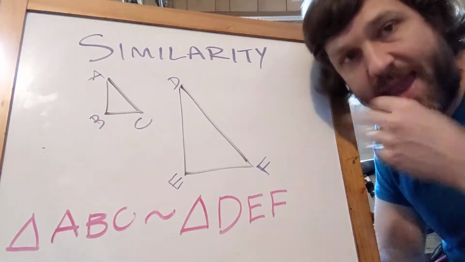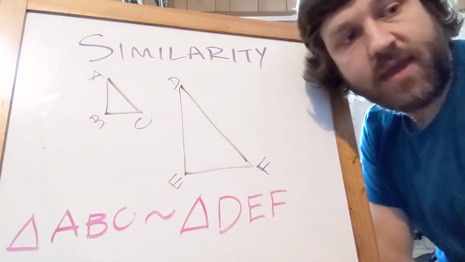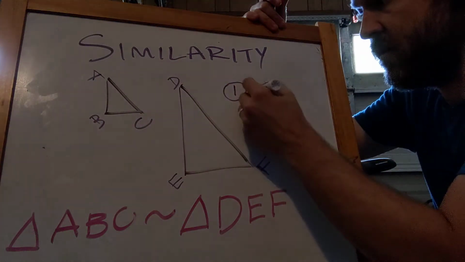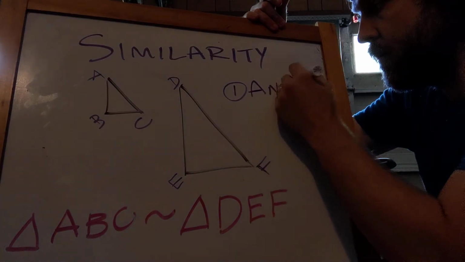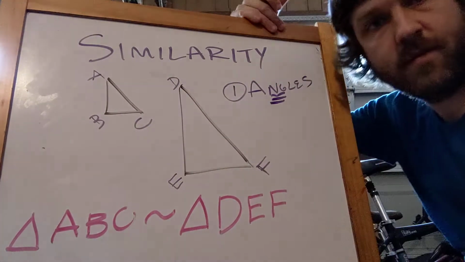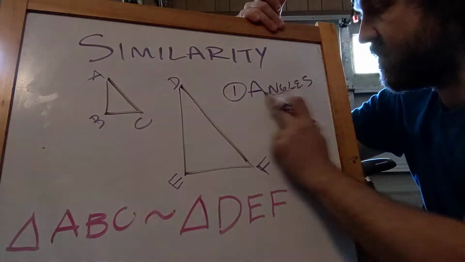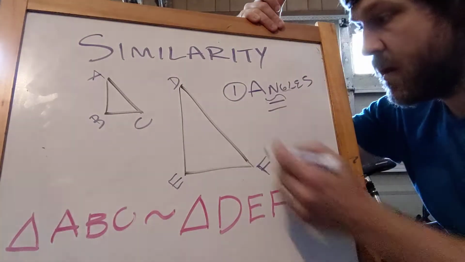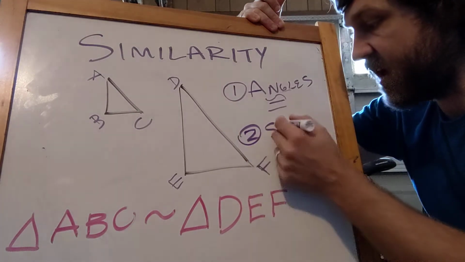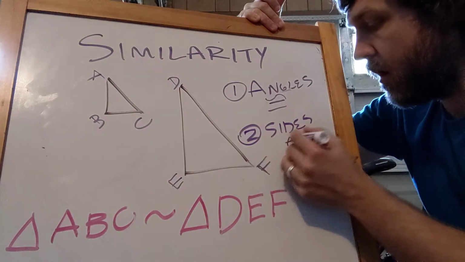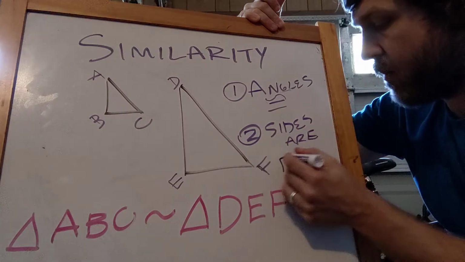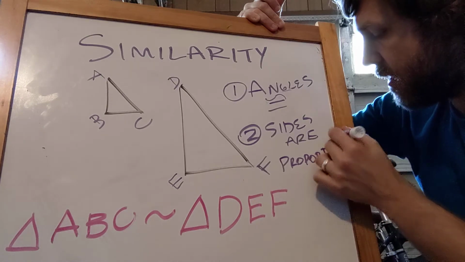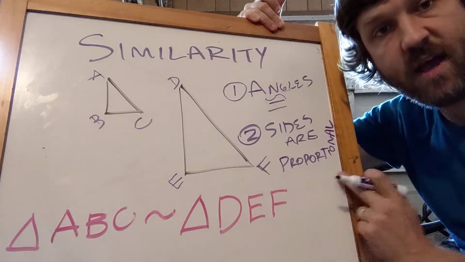And so the main thing that tells us is two things. First, it tells me that the angles are congruent, or equal. Let me write that out. The angles are congruent. And the second thing it tells me is that the sides are proportional. They are proportional. Wow, I ran out of space. That's okay. The sides are proportional.